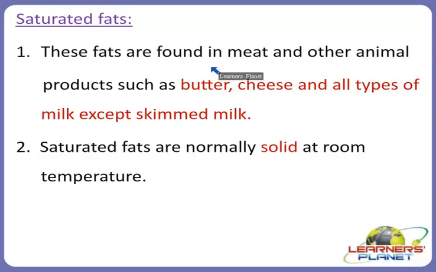These fats are found mainly in meat and other animal products like butter, cheese, and all types of milk, except skimmed milk, right? So students, saturated fats are normally solid at room temperature. So we can determine what saturated fats are: they are the fats which are normally solid at room temperature.